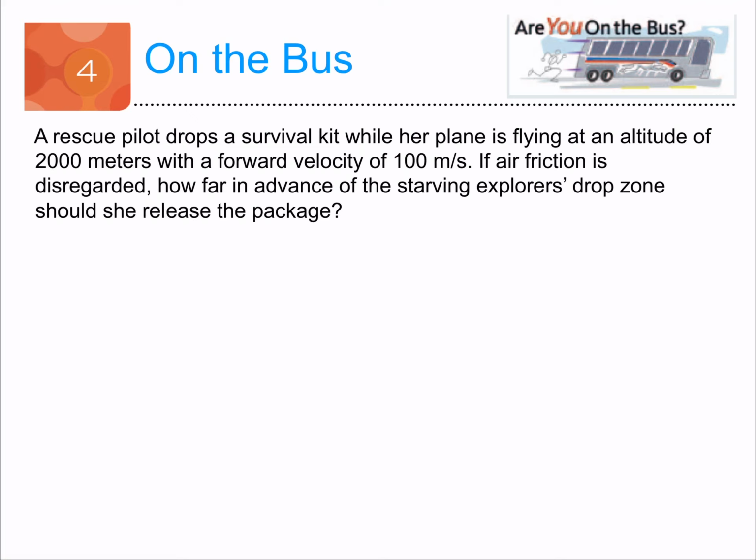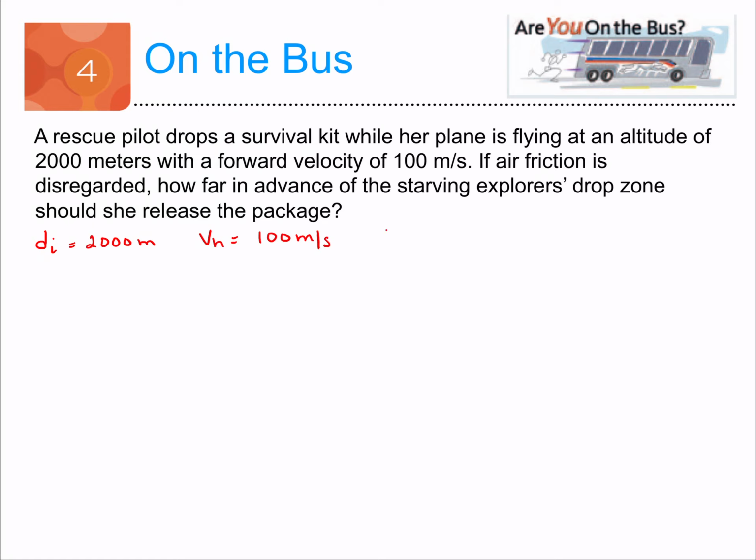So in this one, we have a rescue pilot dropping a survival kit while her plane is flying at an altitude of 2,000 meters. Okay, so we know initially she is flying at 2,000 meters. She has a forward velocity, so we know it's horizontal, of 100 meters per second. We are disregarding air friction, and we want to find out how far in advance of the starving explorer's drop zone should she release the package.